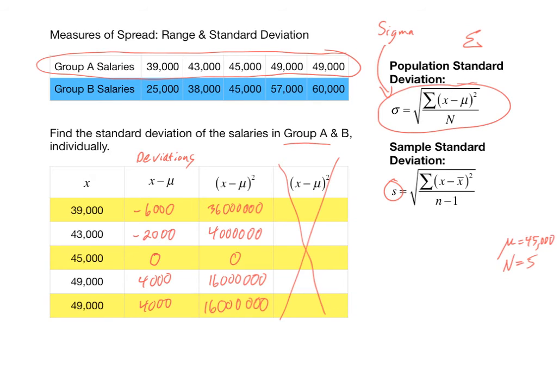The next thing we need to do is take the sum of these squares. So we need the sum of all these numbers here in this column. And we get 40 million plus another 32 million is 72 million. Then, according to the computation, our next move is to divide this by n. So we're going to take 72 million and divide it by n, which is 5. 72 million divided by 5 is 14,400,000.